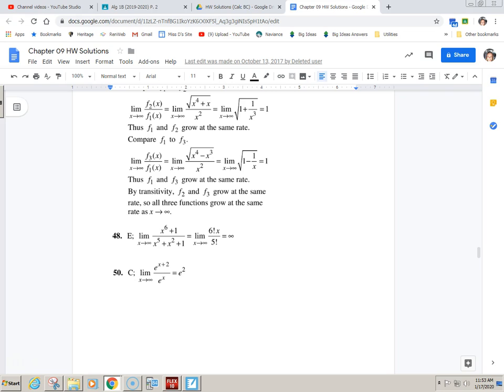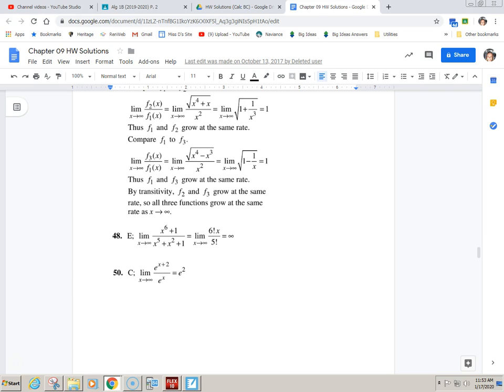Number 48 is E. Number 50 is C. Oh, you guys didn't check or catch your mistake on this one when the answer was e squared? Or did you put it as 2? Or 1? Was 1 an option? It would have been so sneaky if 1 was an option.